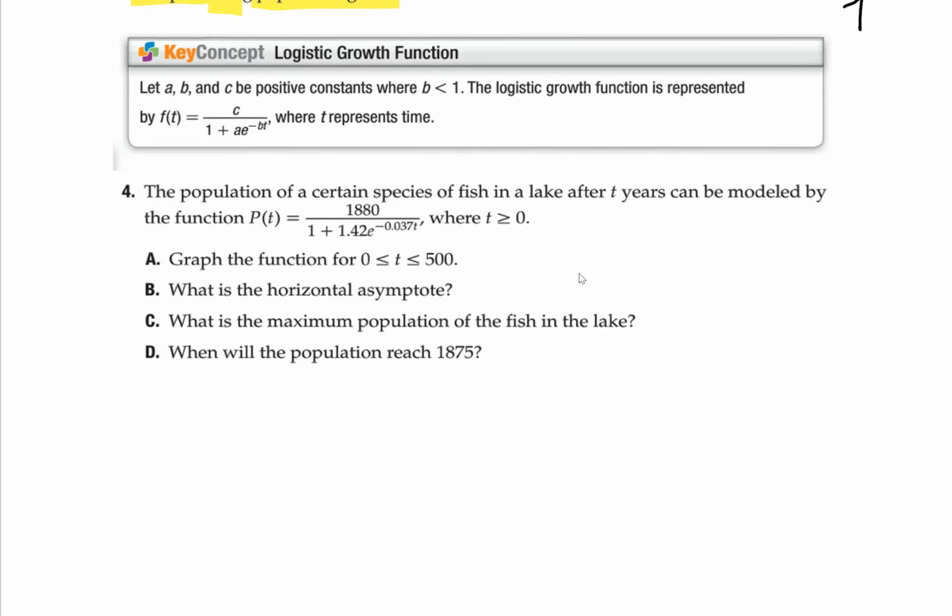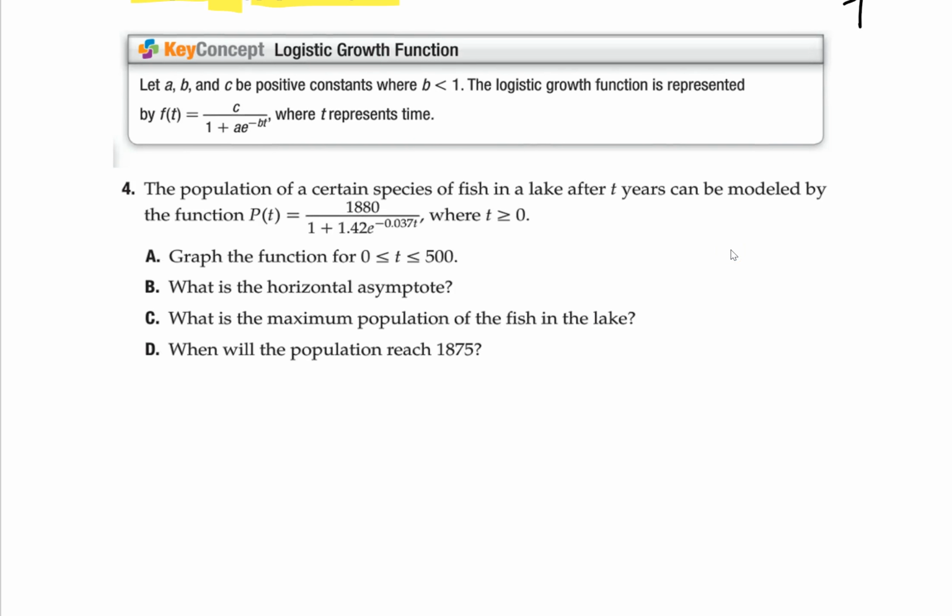So the best way to talk about this is look at the problem and look how it's represented. Let a and b be positive constants where b is less than 1. The logistic growth function is represented by f of t equals c over 1 plus a e to negative bt. So a couple things here. C is the limiting factor. So that means that's the max. So right here, our max is going to be 1800. Not going to get higher than 1800. And since it is a max limiting factor, it's also a horizontal asymptote. So the horizontal asymptote is always going to be the c value. So y equals c.